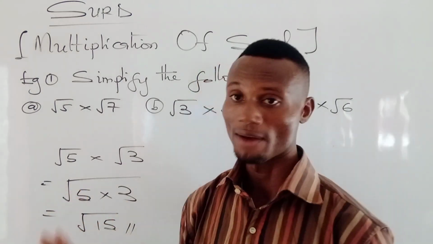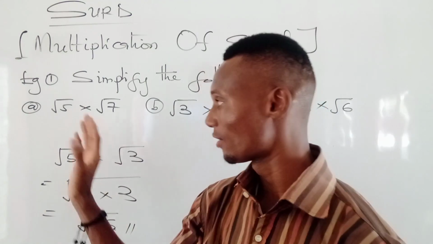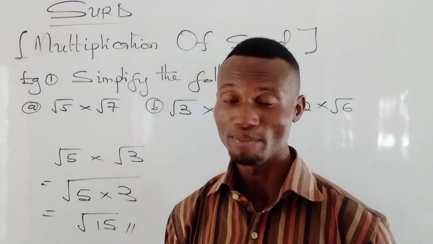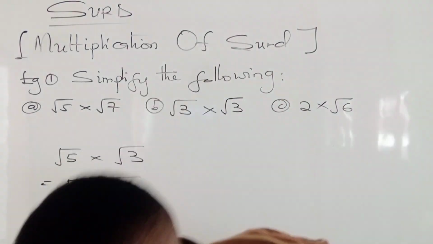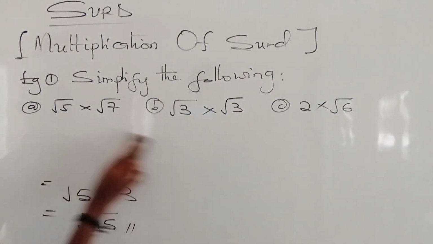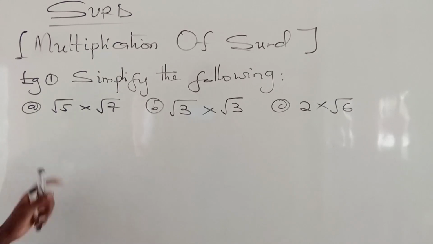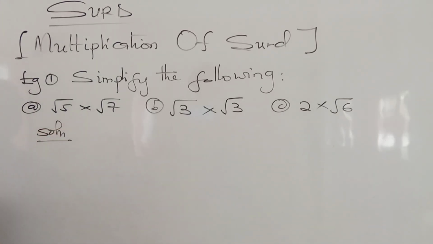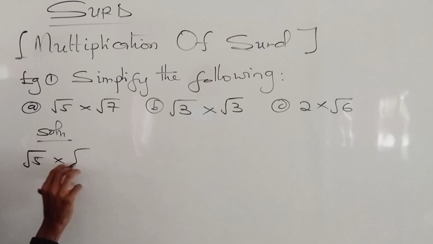Now I'm going to clean this one, then we are going to solve the A that I have on the board, then we go and handle the B as well. Let me clean this from here, and let's do the solution for the A. Let me write my solution. I hope you are following, so let's do it together. It's not difficult. Now I have square root of 5 times square root of 7.